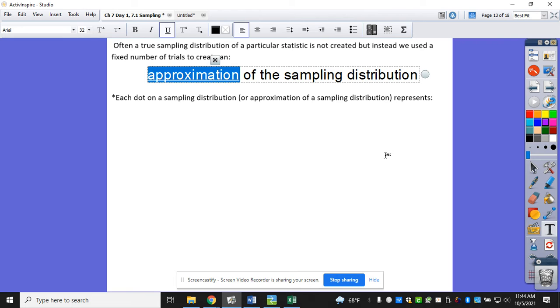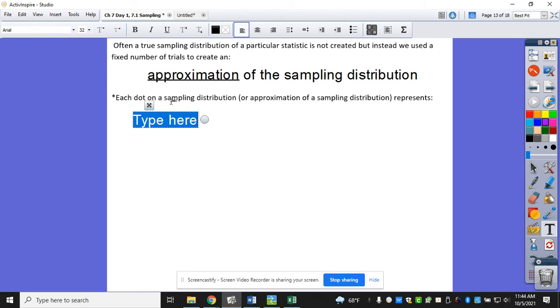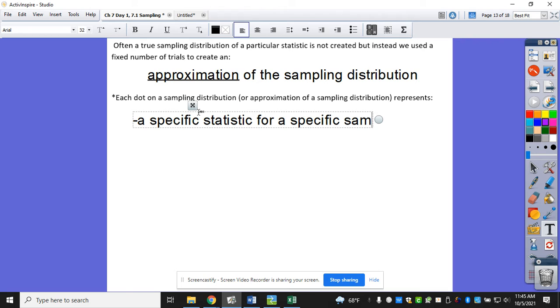So each dot on a sampling distribution represents a what? On ours, each dot represented a what of a sample? Does it have to be proportion? Does it always have to be from a sample? So a specific statistic, which we did proportion today, for a specific sample. Each dot represents a statistic of a sample.